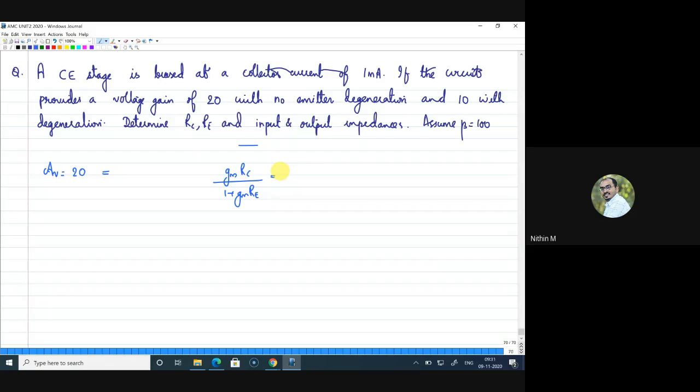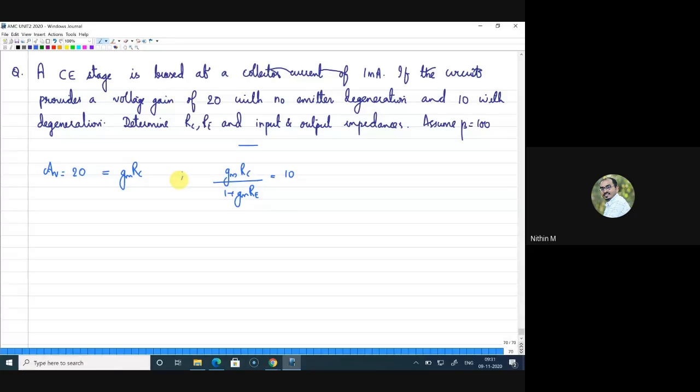The circuit provides a voltage gain of 20 with no emitter degeneration, so this is 10 and this is 20. So what is 20 here? GM RC is 20. Right. Yes, sir. So if we identify these two things, that's it. You can easily do the rest of the things. So GM RC is given as 20.